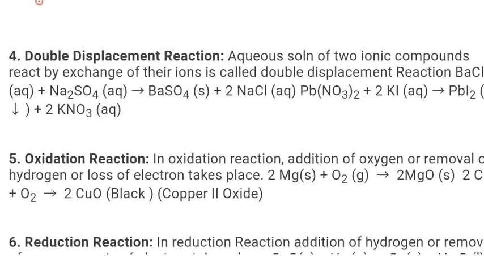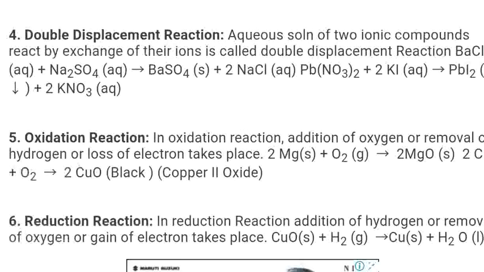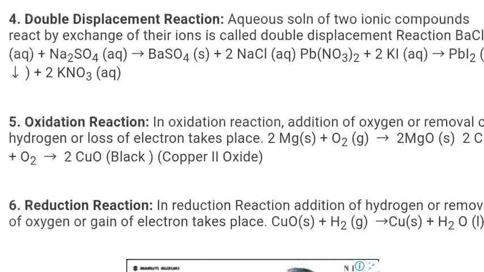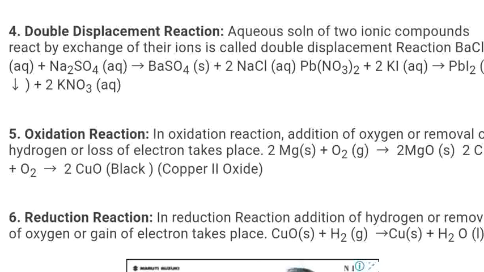Aqueous solution of two ionic compounds react by exchange of their ions. This is what is called double displacement reaction. So BaCl2 plus Na2SO4 will form BaSO4 and 2NaCl. Here what we are saying is that barium replaces sulfate from sodium sulfate and sodium replaces chloride from barium chloride. So this is what is a double displacement reaction.